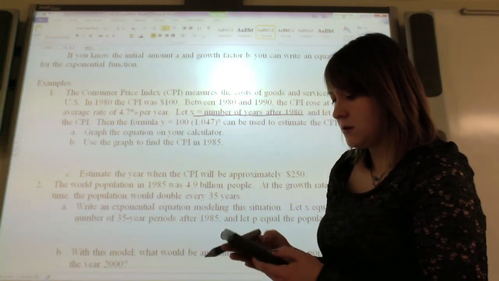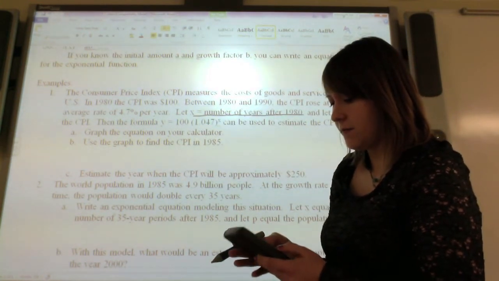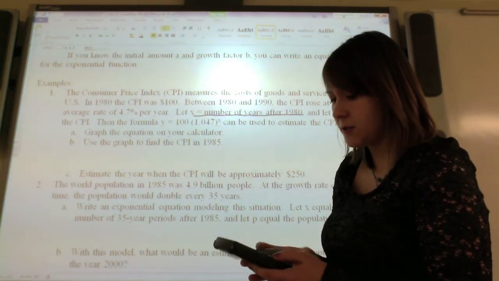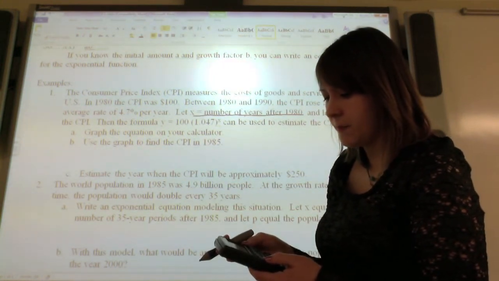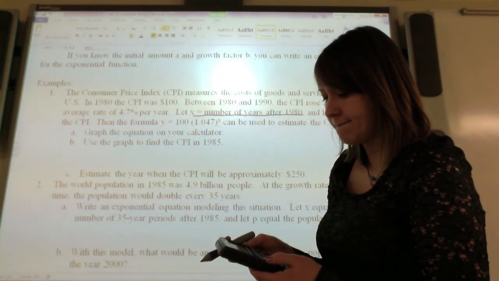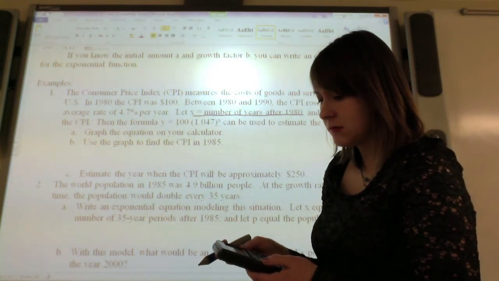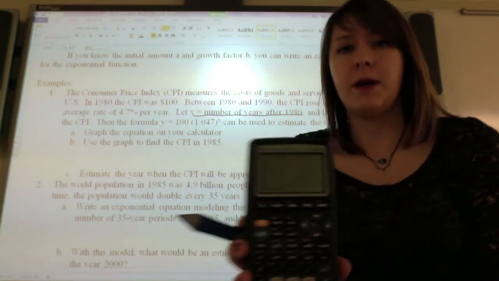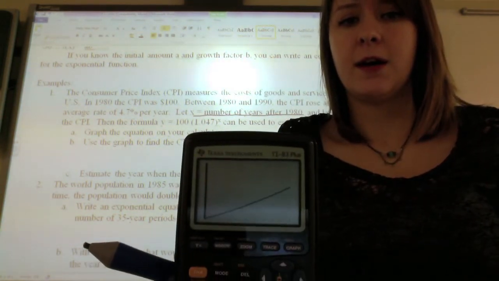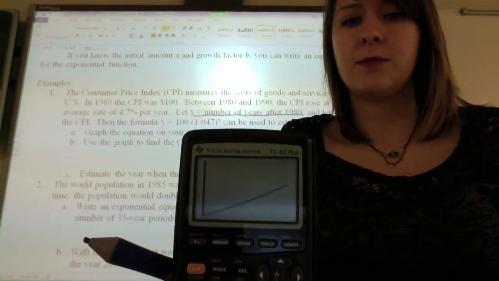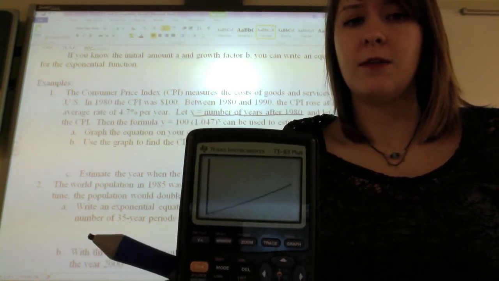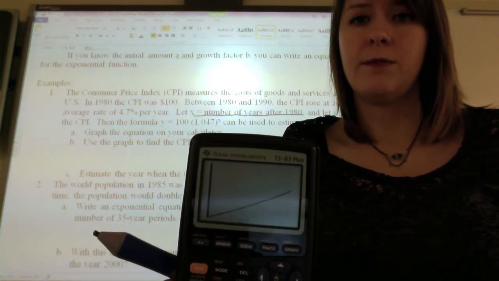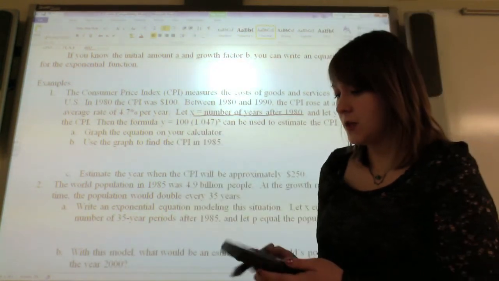Okay. Looks to me like that one didn't work out very well, so I'm going to change my y values to be a little smaller. I'm just going to try 100 to 200. Okay, that one worked out a little bit better. So here's the graph that I got, and that is with a window from 0 to 10 for your x values and 100 to 200 for your y values.